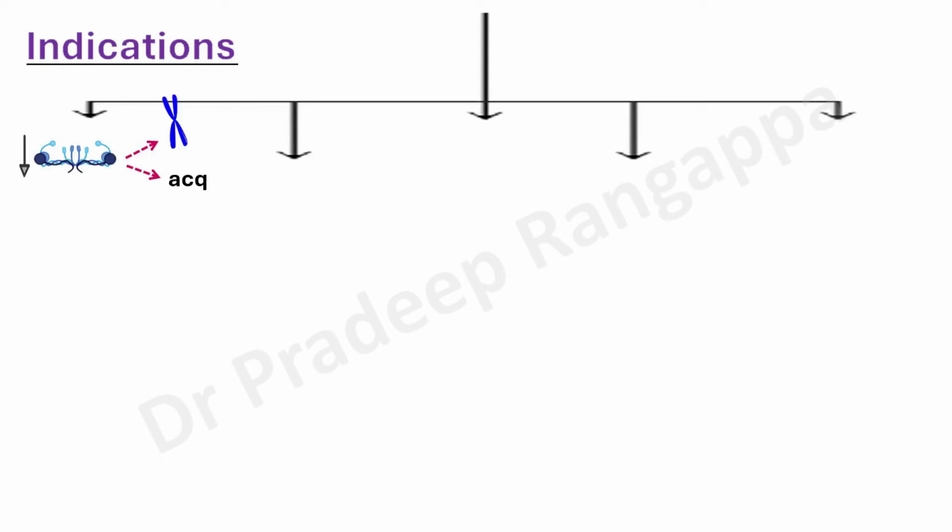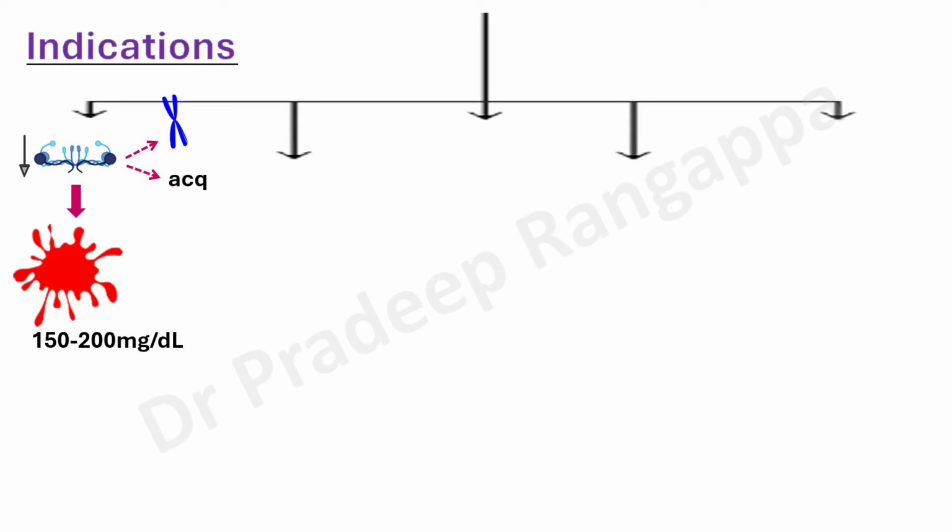Now looking at the indications. Which are the typical indications in ICU where we get to use fibrinogen? I've divided them into 5 categories. One is deficiencies, where there is congenital fibrinogen deficiency, or there can be acquired fibrinogen deficiency, and this can lead to a lot of hemorrhages.